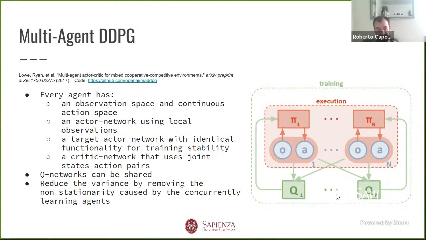Now, as you can imagine, the critic is basically used only in training, right? In execution, we only need the actor. So this means that at execution time, each agent doesn't know what others are doing, but thanks to the information collected by means of the Q function, which is instead aware of the global state, the algorithm is capable of performing much better compared to individual agents.